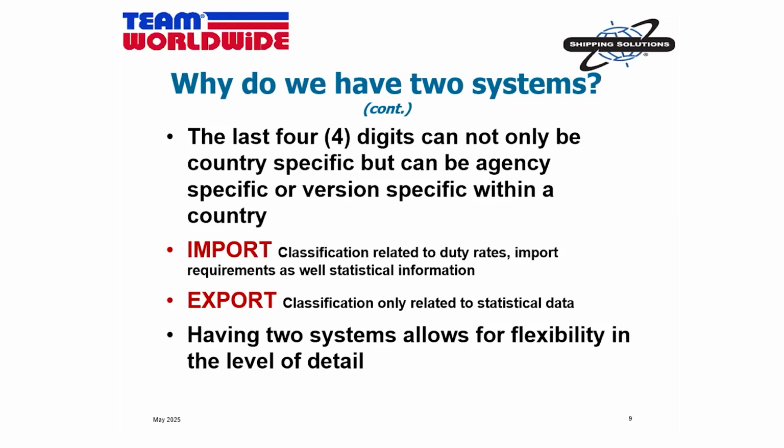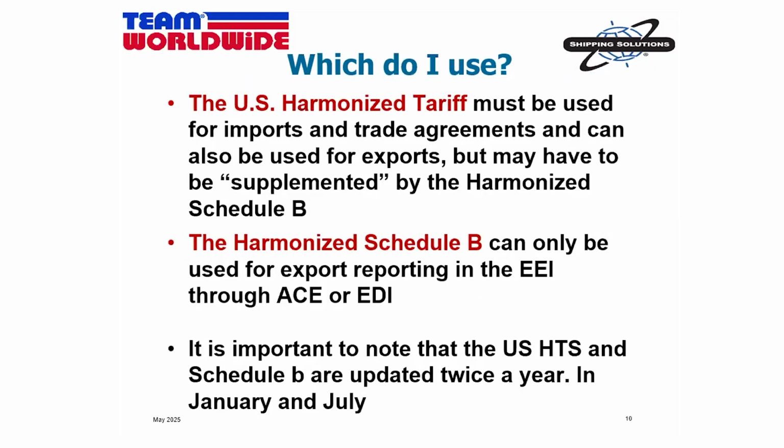Customs, the Trade Commission, would want more detail and more ability to refine the identification of goods coming in than maybe we need on export. So that was their justification for having two systems. Now, which system do you use? For import into the United States and for determining eligibility under U.S. free trade agreements, you must use the Harmonized Tariff Schedule of the United States.